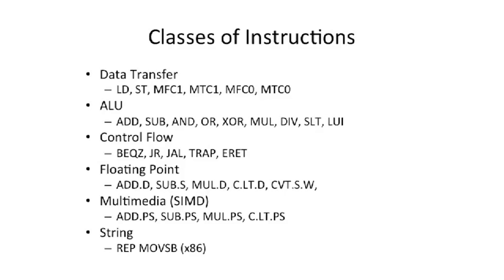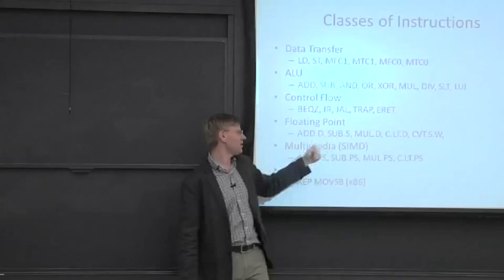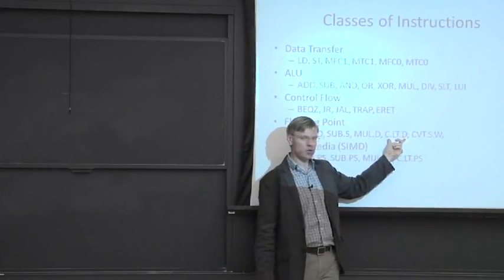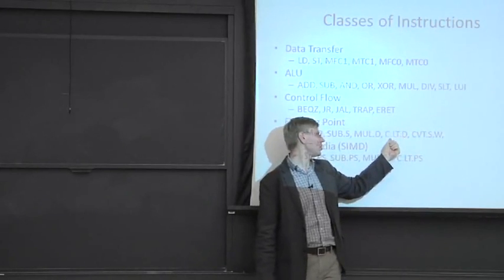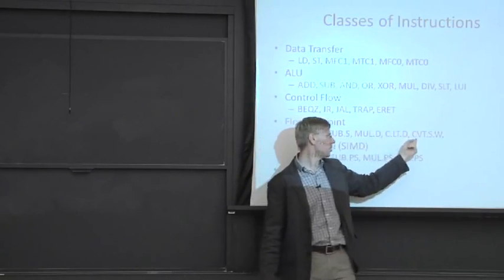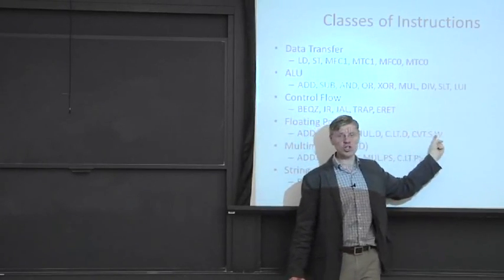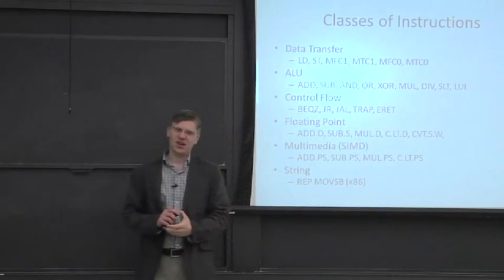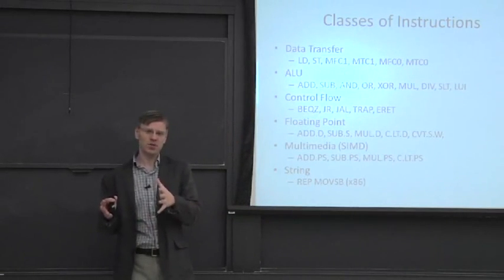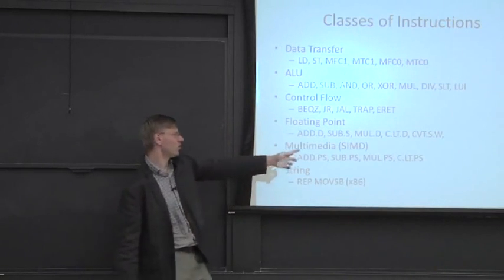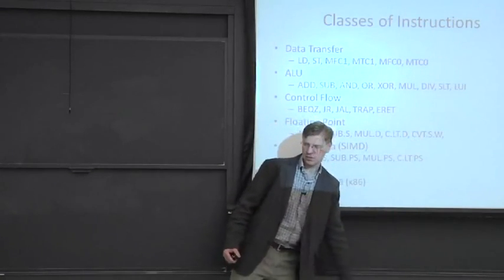You can have floating point instructions, adding floating point numbers, multiplying floating point numbers, subtracting floating point numbers. These are actually compare operations. This is a compare operation for floating point numbers. So compare less than for doubles, or double precision floating point. Here we have conversion operations. So it's conversion from a single precision floating point number to an integer number, or an integer word number. So this is a convert. This is the MIPS instructions.